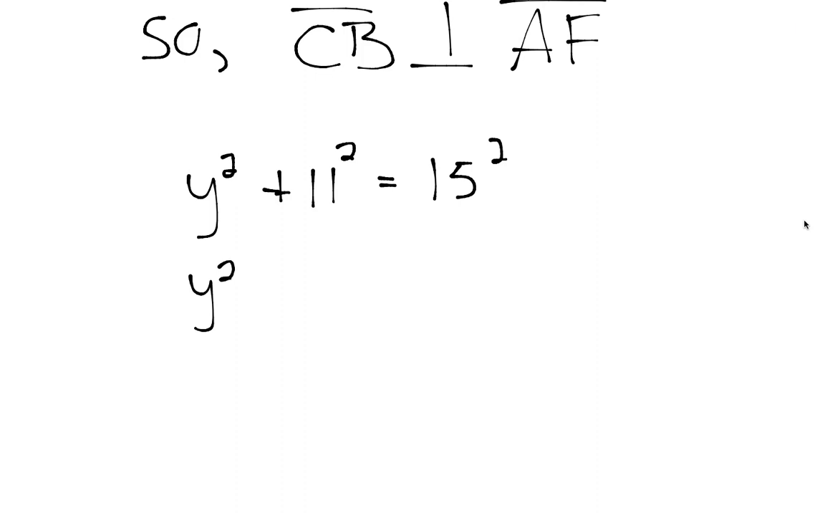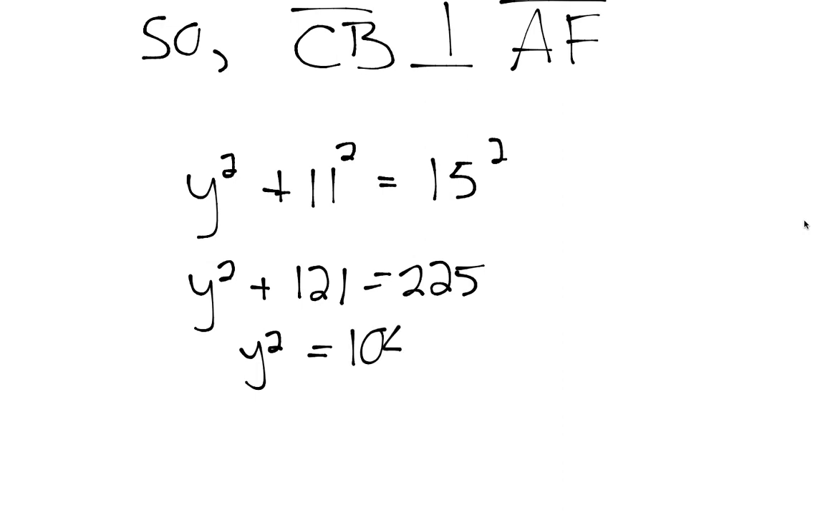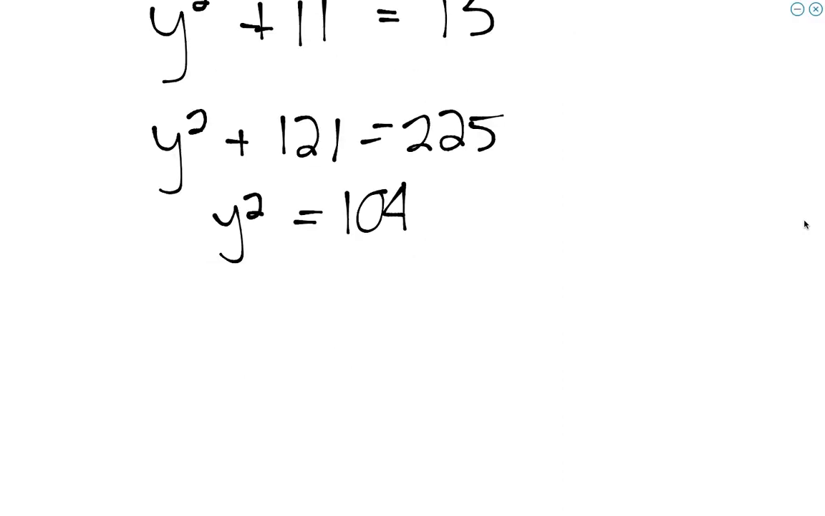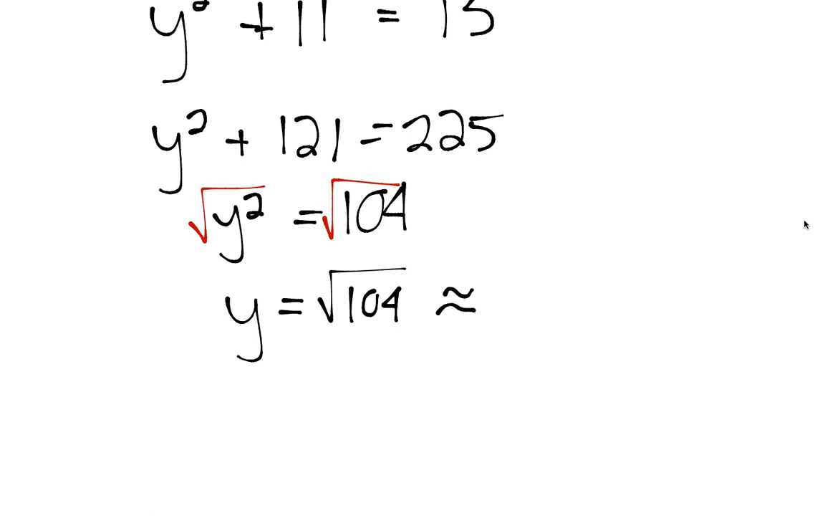So that's y squared plus 121, which equals 225. y squared equals 104. To cancel out that squared, we're going to take the square root. So y equals the square root of 104, which is about 10.2.